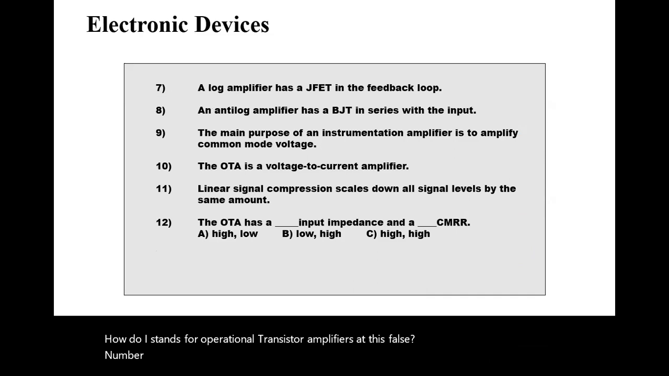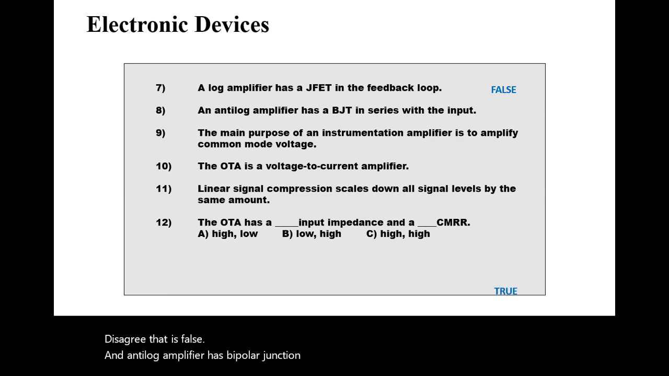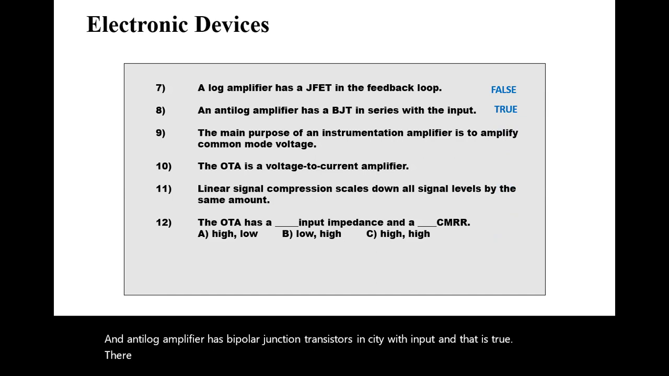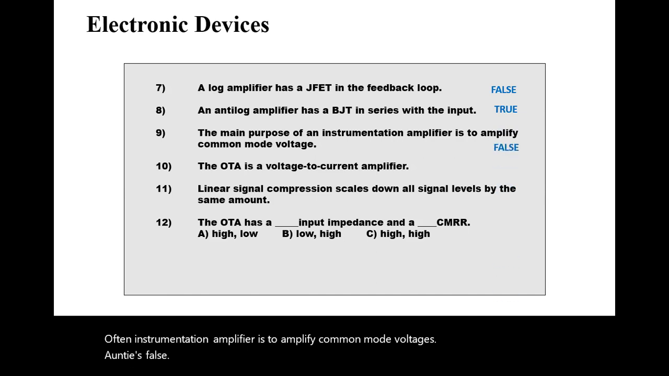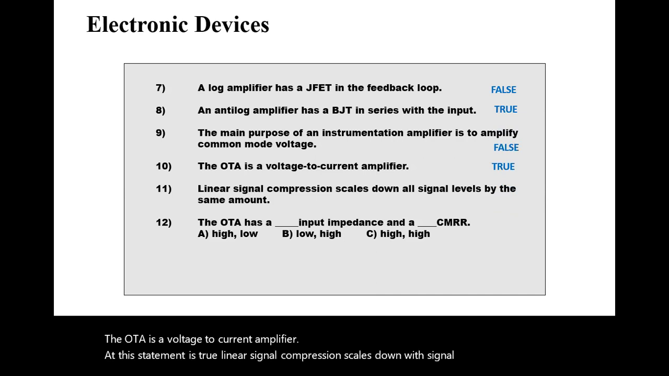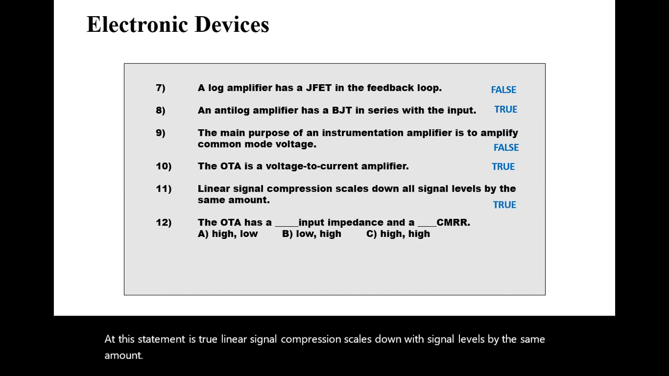A log amplifier has a JFET in the feedback loop. Disagree, that is false. An antilog amplifier has bipolar junction transistors in series with the input, and that is true. The main purpose of an instrumentation amplifier is to amplify common mode voltages. The answer is false. The OTA is a voltage to current amplifier, and this statement is true. Linear signal compression scales down the signal levels by the same amount. This statement is also true.